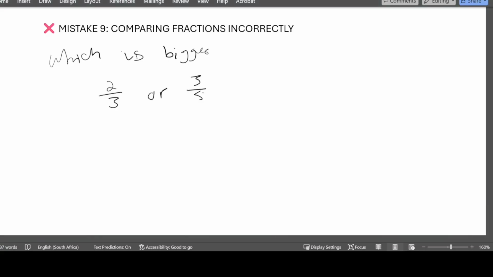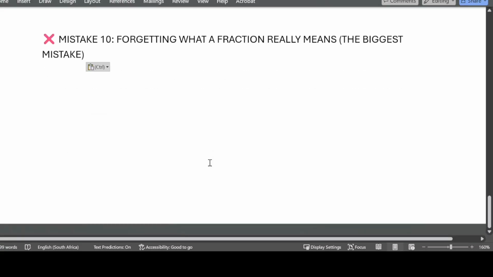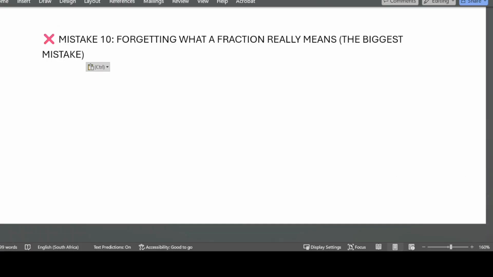Mistake number 10, forgetting what a fraction really means. The biggest mistake of all is forgetting what a fraction really means. A fraction is simply a part of a whole. That is a fraction. Many learners memorize rules, but they don't understand the meaning behind the numbers. When you understand that a fraction is part of a whole, all the other rules become easier to remember and use correctly.